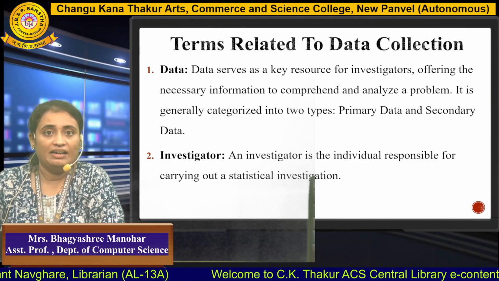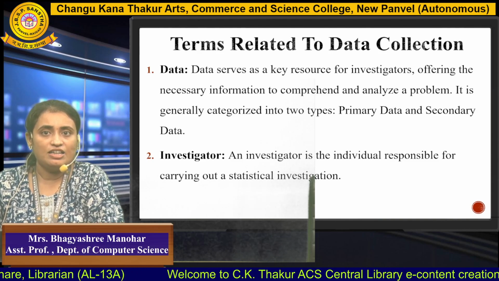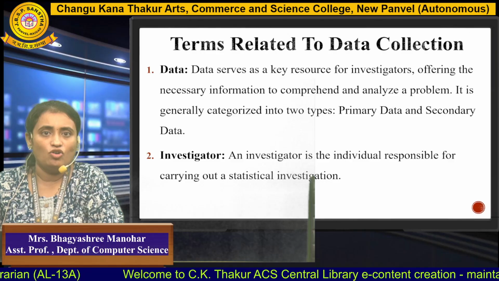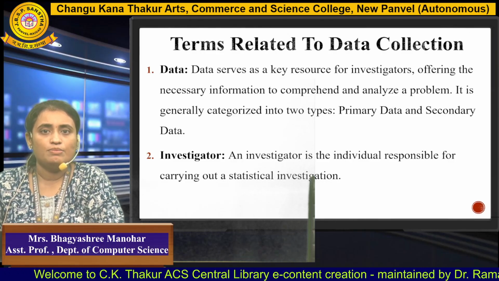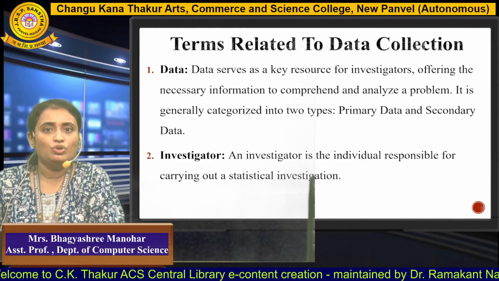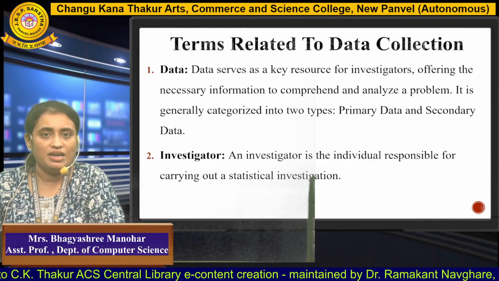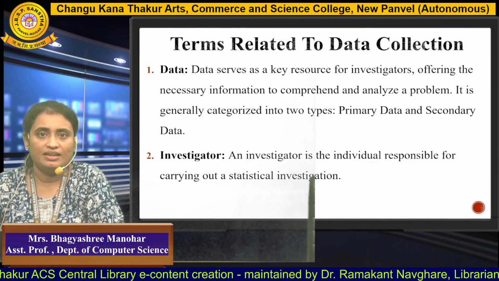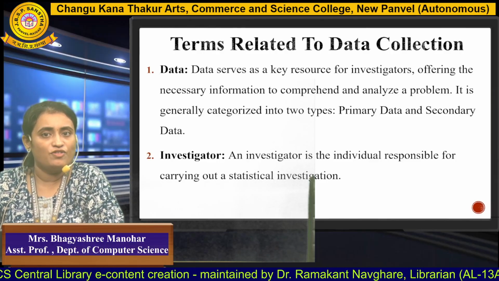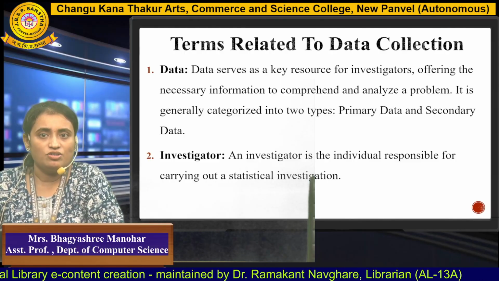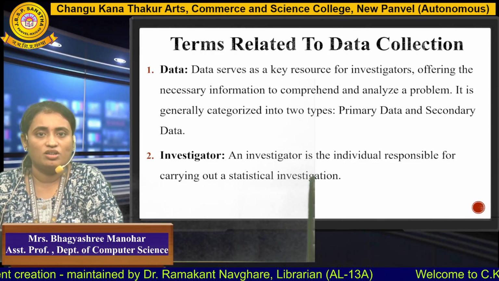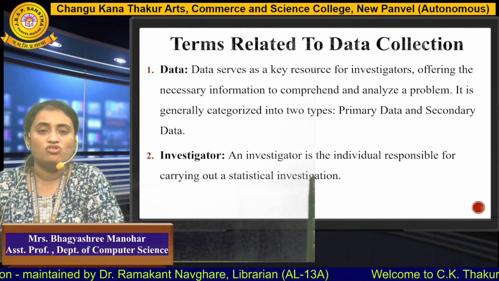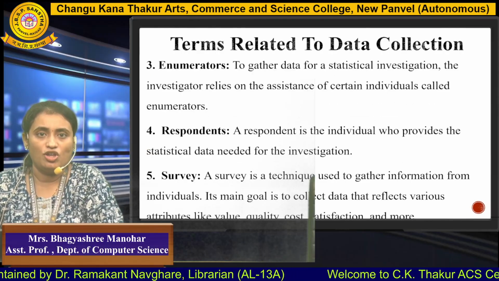First is the data. Data serves as a key resource of the investigator, offering necessary information to analyze a problem. There are two types of data, that is the primary data and the secondary data. Second term is the investigator. It is a person who is responsible for carrying out a statistical investigation. That is, he can manage all the statistical calculation.